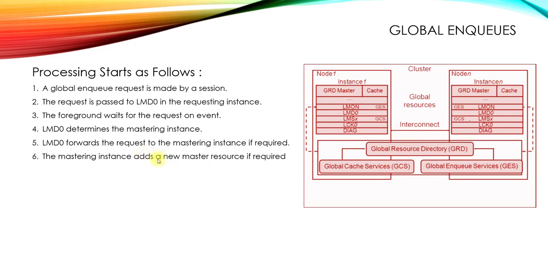The mastering instance adds the new master resource if required. If it is not modifying anything with that particular block, there can be a situation where the internal algorithm may change this particular block to a different master, which can be node 2 as well. So it can add a new master resource if required. If the session wants to modify, then it will give that block to it and change the master to node 2.